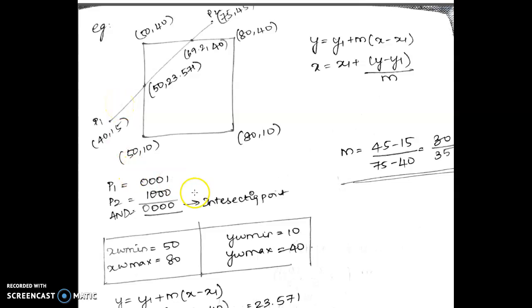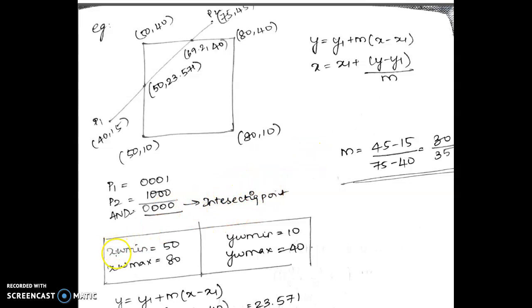The computer will verify whether this line has an intersecting point in the window or not. First, it finds the opcode of P1. You can see clearly that P1 lies in this region, and the opcode of this region, as we know, is 0001, and P2 lies in the above region, and that is 1000. If you take the AND operation, we know that if the AND operation is 0, then there are intersecting points. So we need to find these intersecting points.